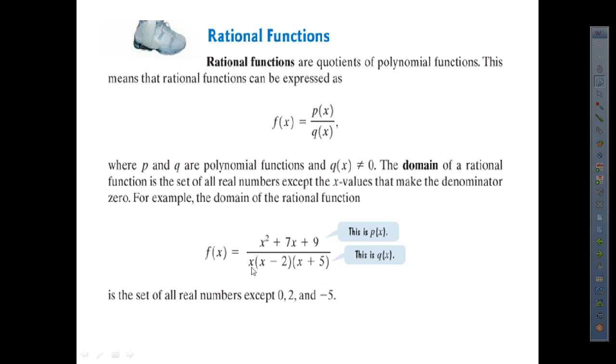So we have to exclude when x is 0, when x minus 2 is equal to 0, or x is 2, and when x plus 5 equals 0, or when x equals negative 5. We start off with all real numbers, and we just take out the things that are going to make the denominator 0. So the domain for this is the set of all real numbers except for x equals 0, x equals 2, and x equals negative 5. So see, really easy.